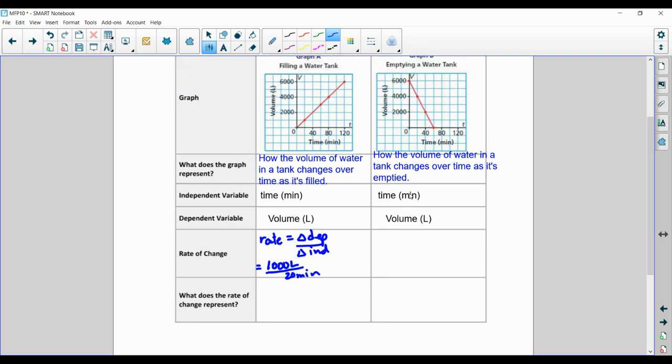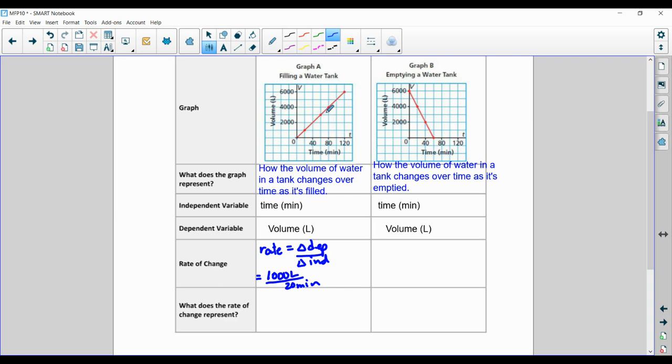Sorry, I scrolled up too far. You can't see the graph. If I just look at the change between these two dots here, they went up 1,000 and over 20 minutes. So that's where I'm coming up with that. That means that this tank is filling at a rate of 50 liters per minute. So notice that we have units on that. We're going to do the same thing over here.